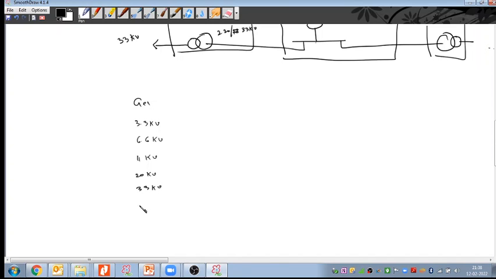And when it comes to solar, it may be 600, 800, or 1,200 volts. This is what we generate.